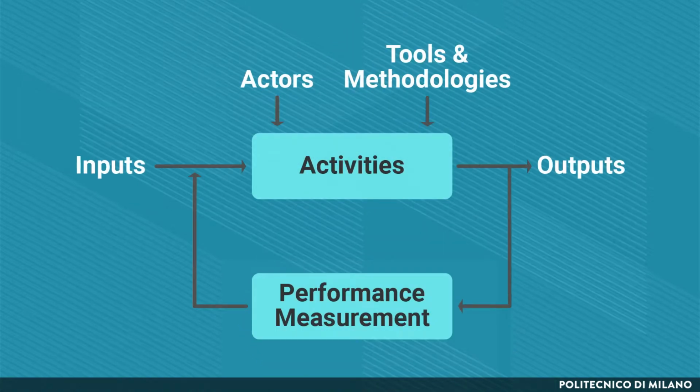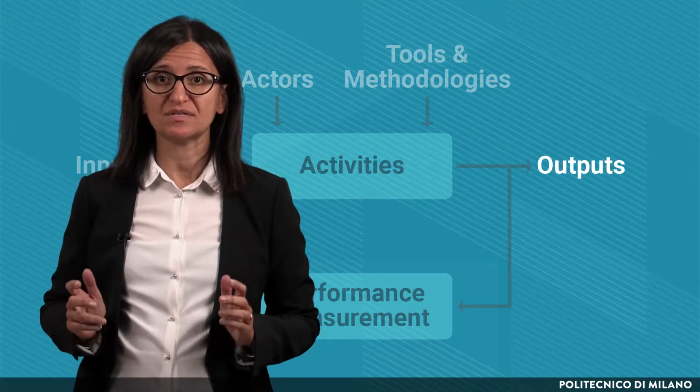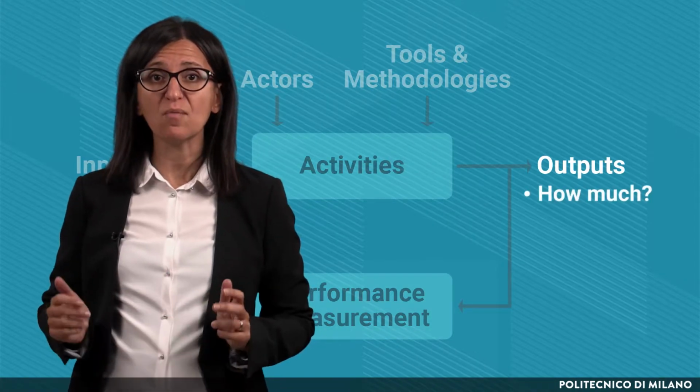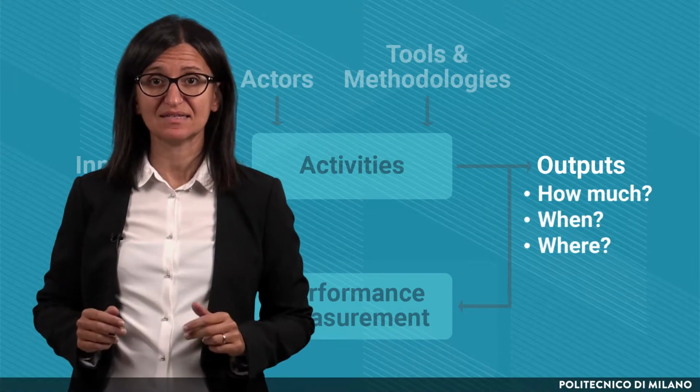So, in order to describe the process, we have to define the inputs, the activities with the related actors and the adopted methodologies, and the outputs and the key performance indicators to be measured to check if the process is under control or not. Let's analyze more in detail these main elements. We can start to analyze the output of the process, which consists in the definition of how much, when and where to hold the inventories in the system.